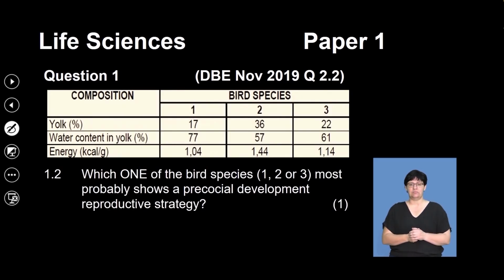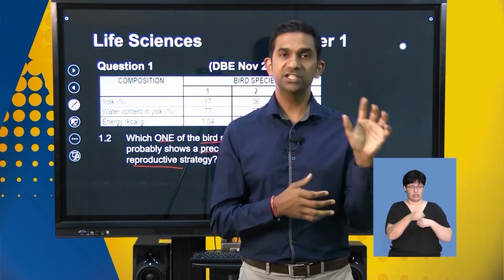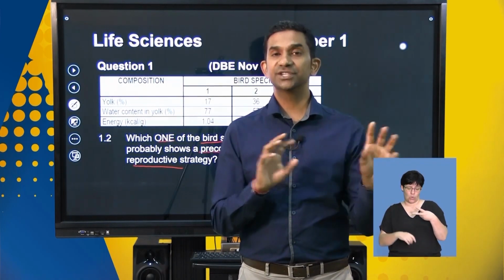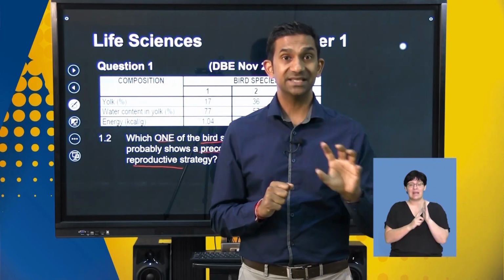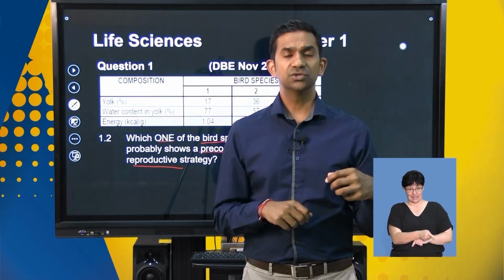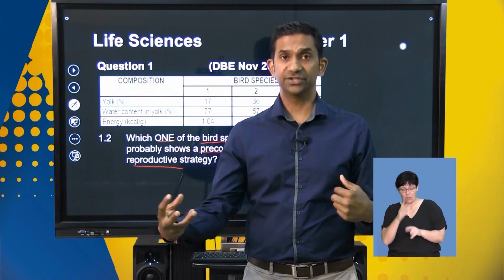So the question reads, which one of the bird species 1, 2, or 3 most probably shows precocial development? Now guys, if we go back to understanding the concept of the development of an egg, you know that there are 2 distinct strategies. One is precocial and the other is altricial. And essentially what differentiates the 2 is the development that occurs in the egg, and at the time of birth, the readiness of the young one to be independent or whether it requires time for development.